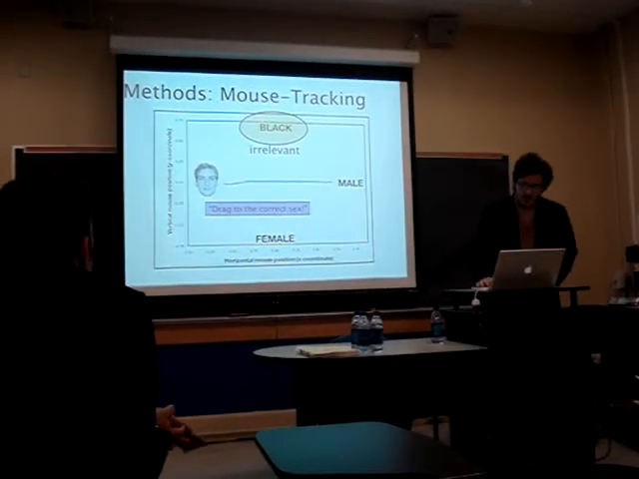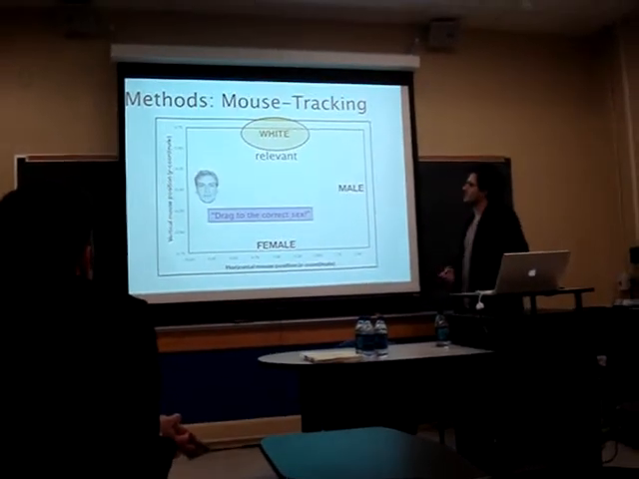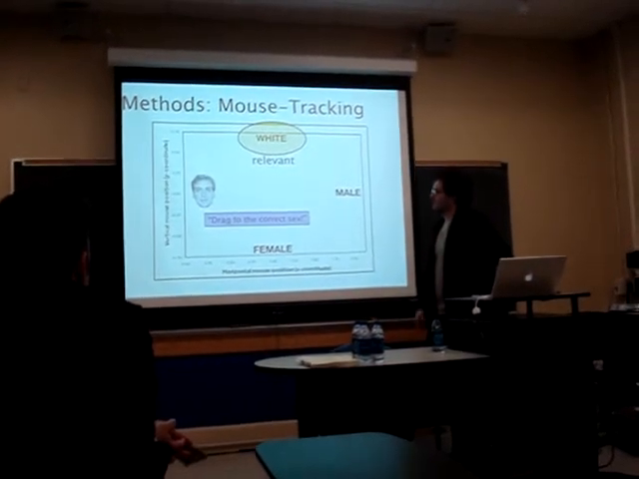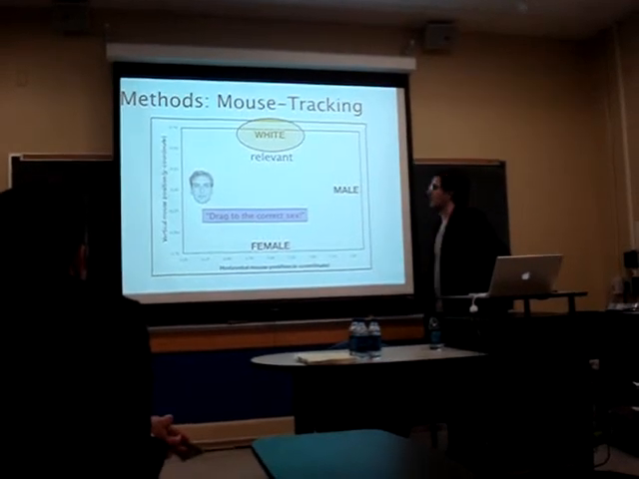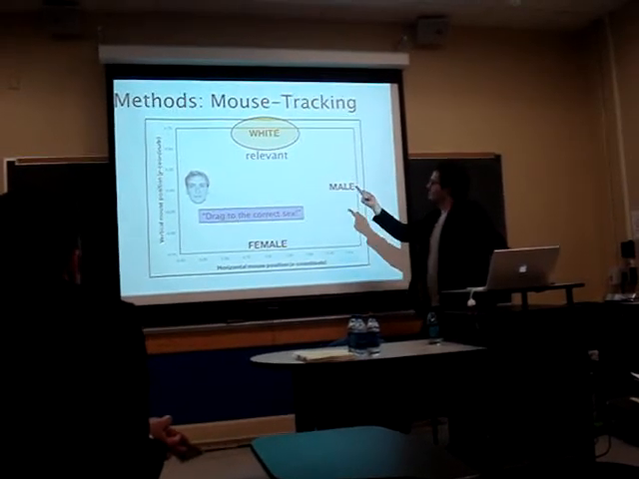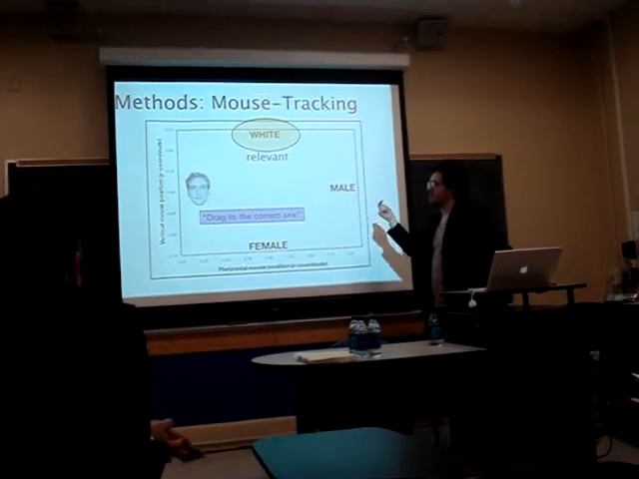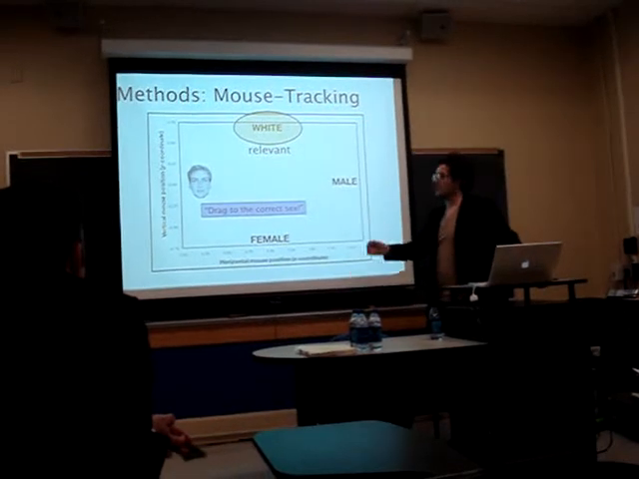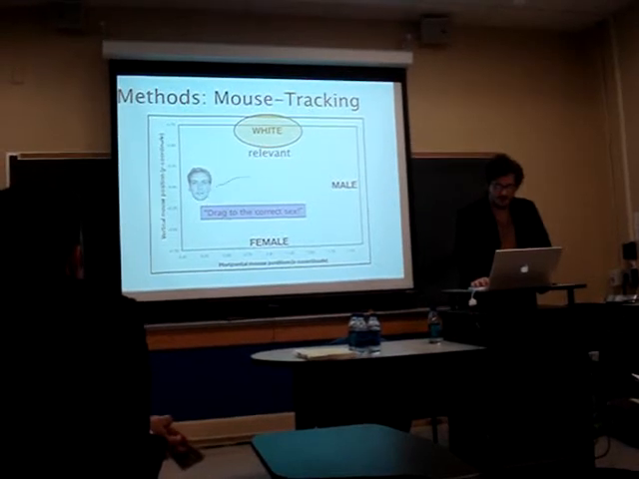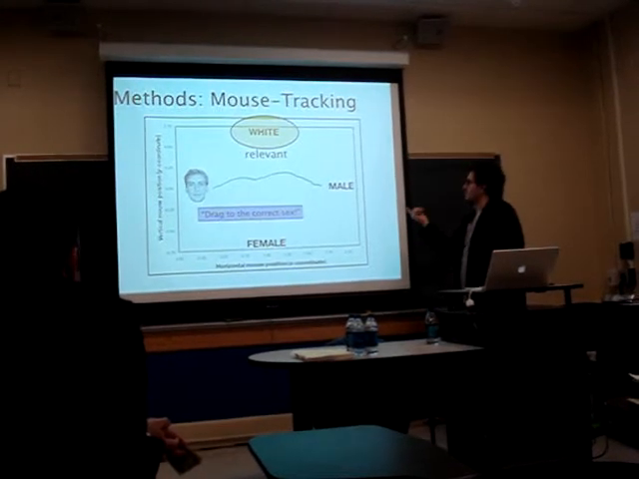But in these critical trials, where there would be a relevant social category at the top, because that's a white male face, what we expected to find, based on the prior research on mouse tracking and our hypothesis, was that even though they were asked to drag to the correct sex, the fact that that is a white person would attract them to that social category at the top. So there was going to be this graded curve during the real-time decision-making process. And this is an example of one of these critical trials.